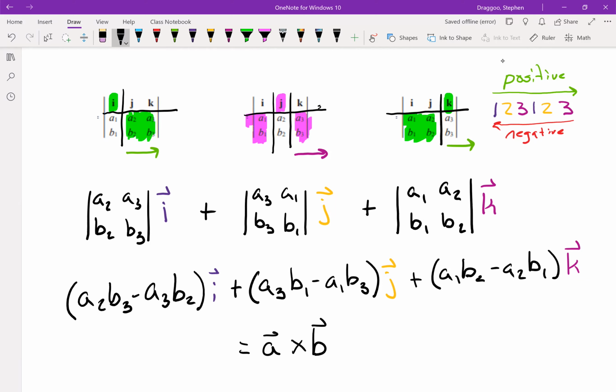So rather than trying to remember one long formula for the cross product, I think it's way easier to remember that the cross product is just a series of determinants, or rather the determinant of one 3x3 matrix, which then gets broken down into 3 2x2 matrices.